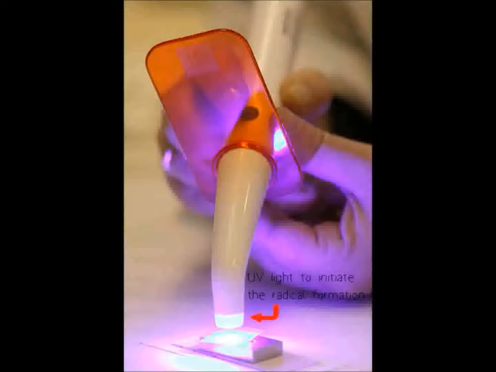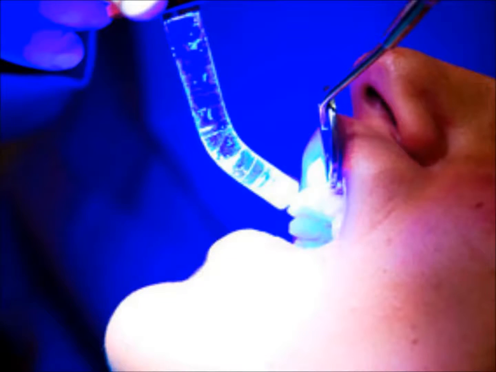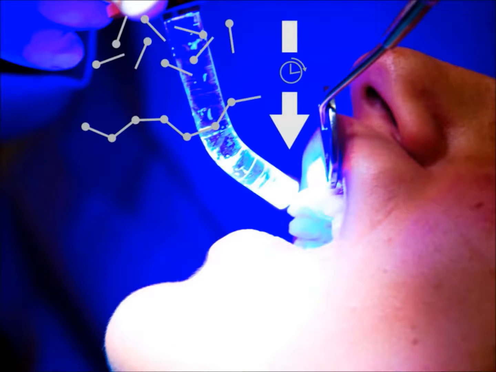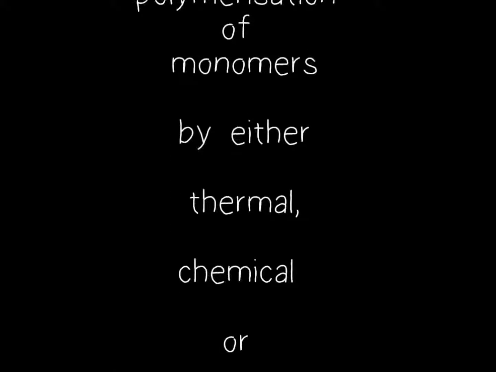Maybe you all have noticed that dentists use a dental curing light while performing white fillings with composite resin on patients. Right at that moment when composite resin is cured, polymerization happens inside the mouth. Dental composite resin is converted via free radical polymerization of monomers by either thermal, chemical, or photochemical means.